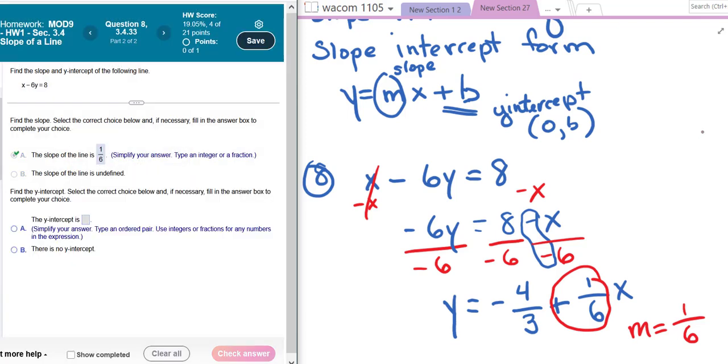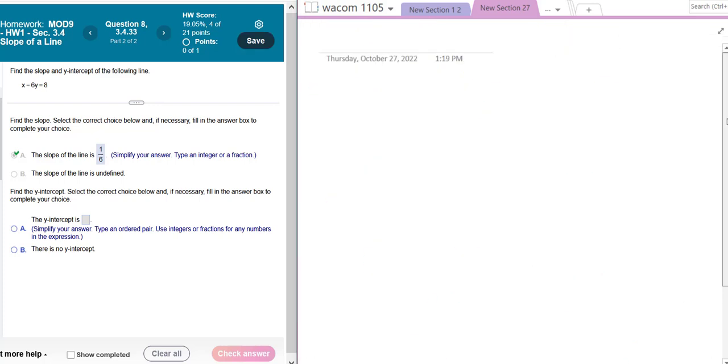All right, we'll do a couple more of these. So we're going to try to get to that form, y equals mx plus b. Oh, I went too fast.